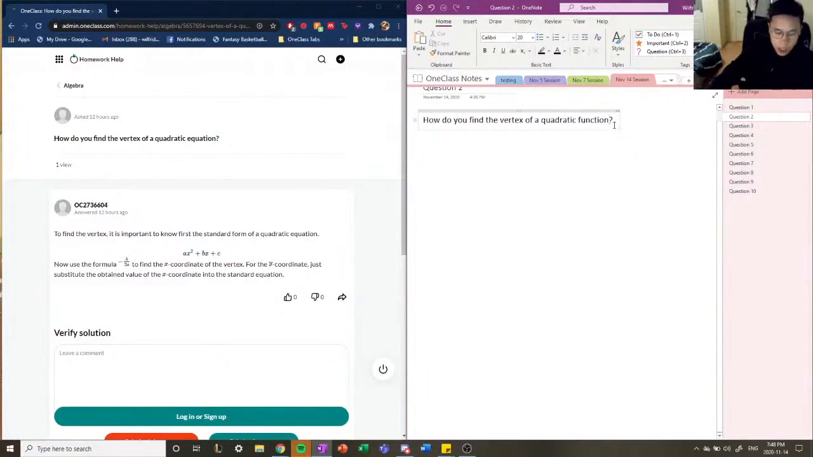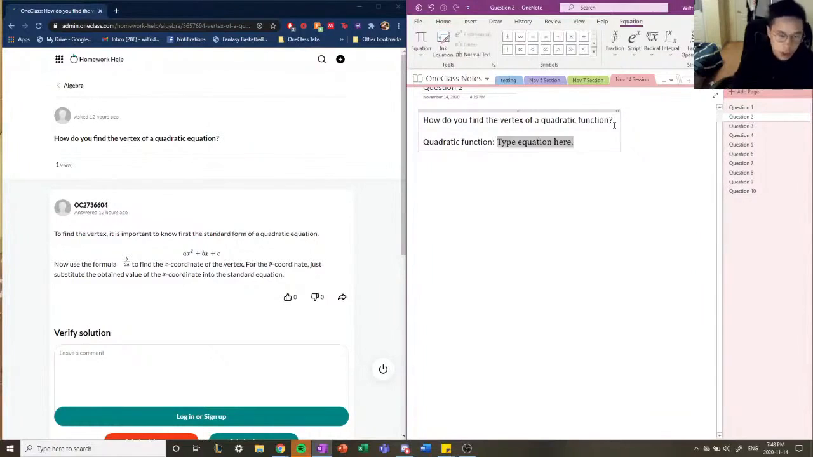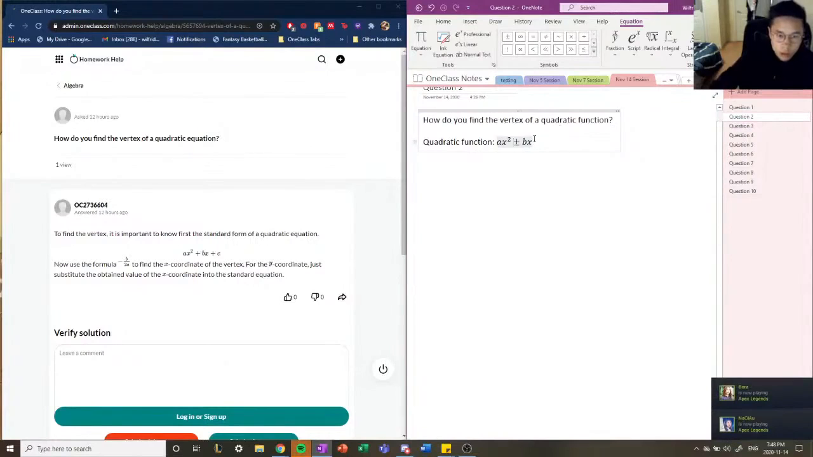Okay, so as we all know, the quadratic function follows this format: a times x squared plus or minus b times x plus or minus c, where a, b, and c are constants.